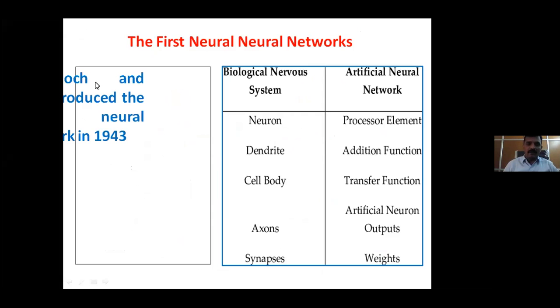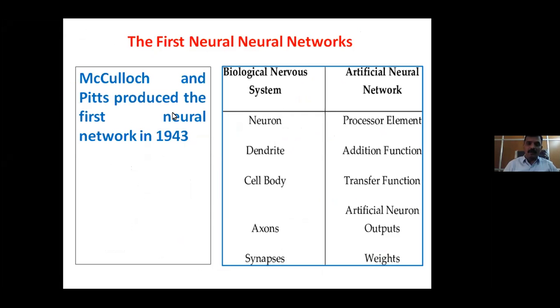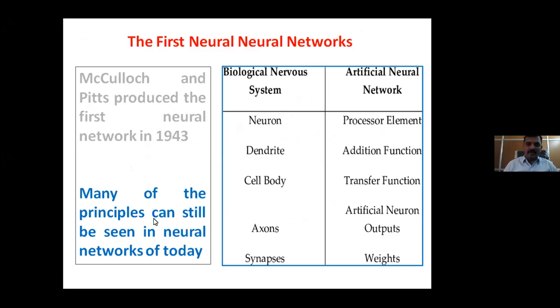So let us see, the neural network concept was introduced by McCulloch and Pitts in the year 1943. This was introduced long back, and now it is playing a key role, no doubt. And you see that many of the principles can still be seen in neural networks of today. And you see how we are comparing the biological nervous system and the artificial neural network system.